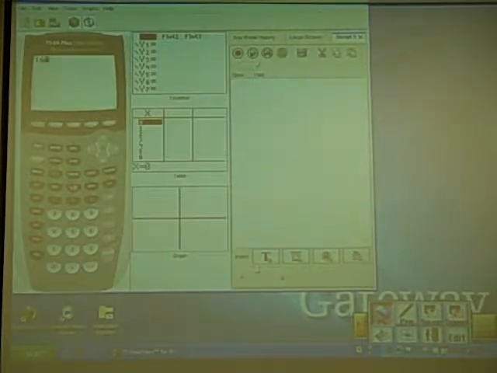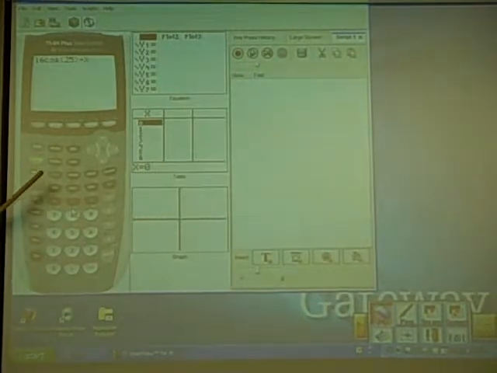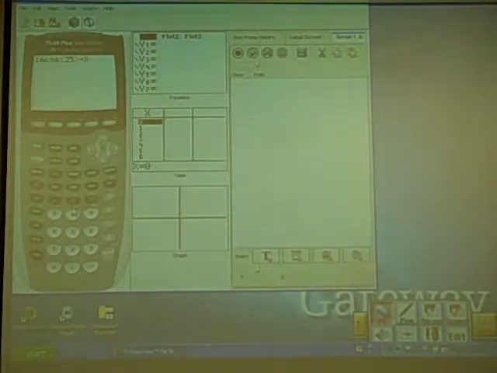Cosine 25, and we're going to enter that, store that into x. So we hit store x and hit enter.